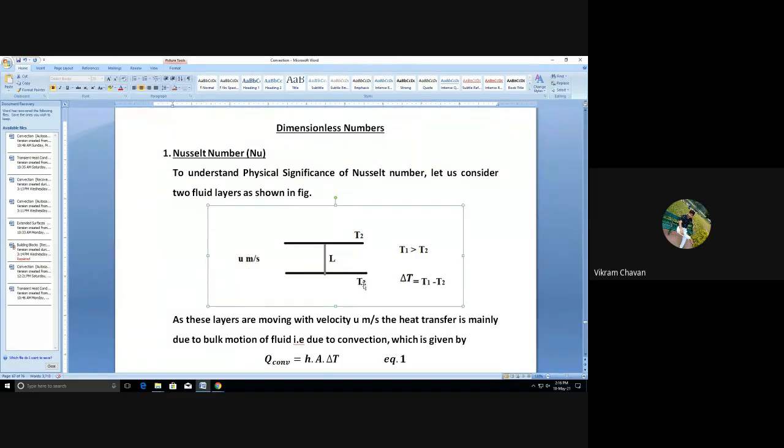The first layer we have to consider as the bottom layer, and I have made a mistake in that I have provided T2 temperature for both the layers. Bottom layer temperature you have to provide as T1, and top layer temperature as T2. These two layers are apart by L meter distance. Here we have to consider T1 is greater than T2, and therefore delta T we will get as T1 minus T2.